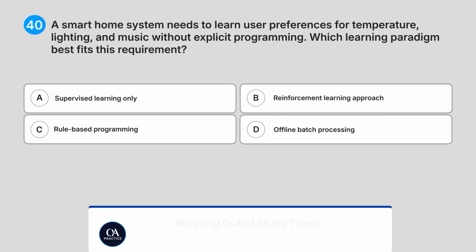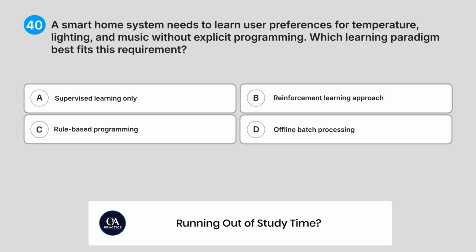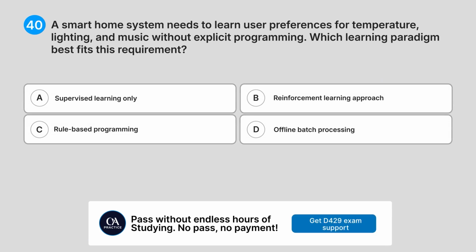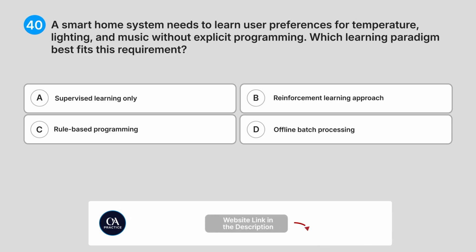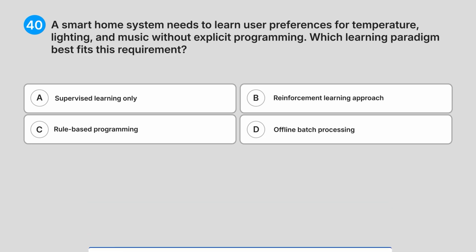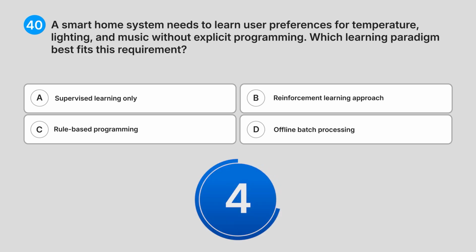40. A smart home system needs to learn user preferences for temperature, lighting, and music without explicit programming. Which learning paradigm best fits this requirement? A. Supervised learning only. B. Reinforcement learning approach. C. Rule-based programming. D. Offline batch processing. Do you know the answer?